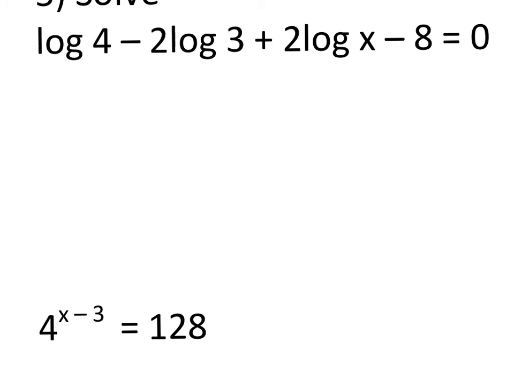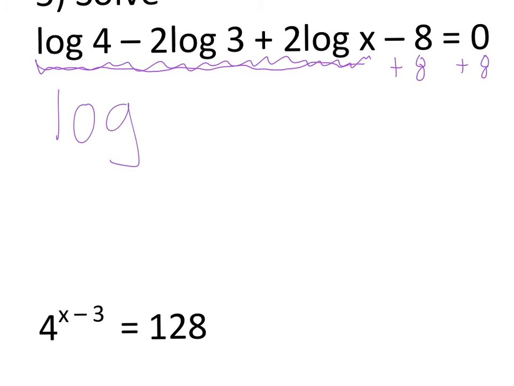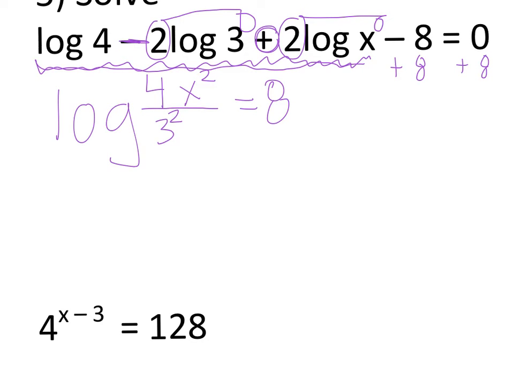This is not part of the log, so I'm going to add 8. That's my first step. These all have logs with them, so since they all have logs, I'm going to write this as one single log. So I have log. I see subtraction. We write my division. 4 goes on top. This 2 becomes an exponent. That is being subtracted, so that goes on bottom. This 2 becomes an exponent. This is adding here, so this stays on top. Is equal to 8.